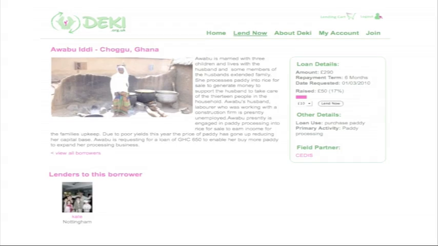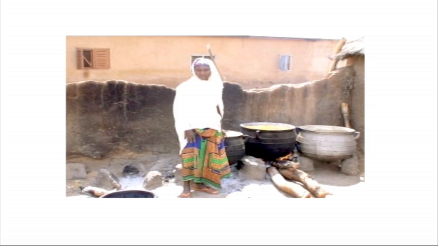So we do this via our website. Lenders anywhere in the UK or anywhere in the world can go onto the website and choose a borrower they would like to support. Here's an example in Ghana. This woman wants to process her paddy into rice, and she wants to borrow some money to buy some more paddy. Her husband is unemployed, and she single-handedly supports a family of 13, and she plans to pay back her loan over 6 months.